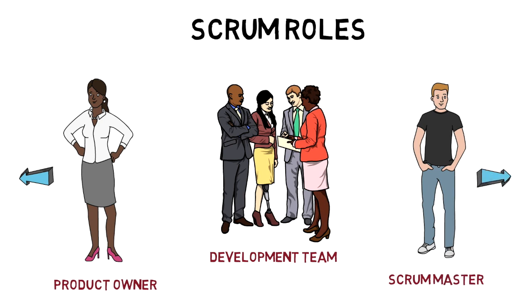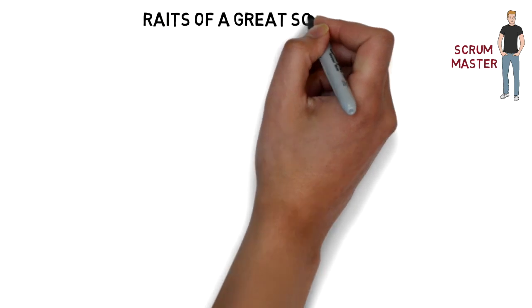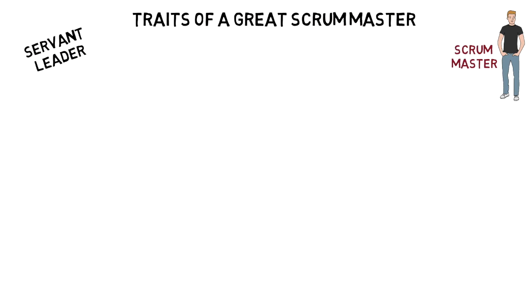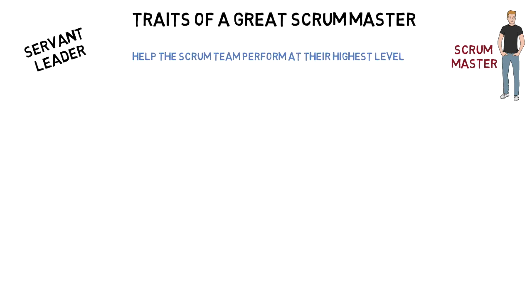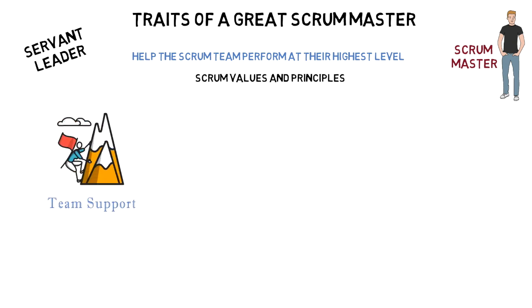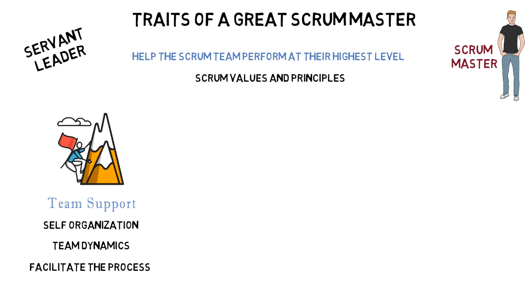Now let's look at the Scrum Master. He is a servant leader for the Scrum Team. Scrum Masters help the Scrum Team perform at their highest level. They do this by holding the Scrum Team accountable to their working agreements, Scrum values, and to the Scrum framework itself. They serve the development team by coaching them in self-organization, improving the team dynamics and motivation, facilitating Scrum events as requested or needed, removing impediments to the team's progress, and protecting the team from both internal and external interruptions.